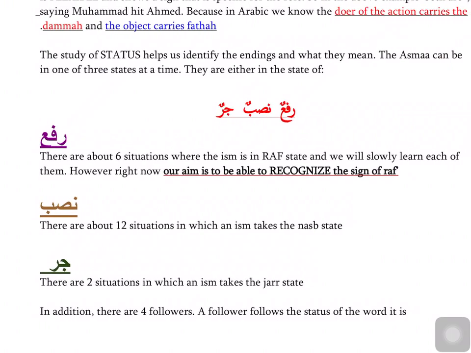Raf', there are about 6 roles that when an ism plays those roles, it is in the hala of raf'. Nasb, an ism can play 12 roles in this hala. So if it is playing one of those 12 roles, its hala will be nasb. And as far as jar is concerned, there are 2 roles that when the ism is playing those roles, its hala is going to be jar. So that makes it 20 roles of nouns, and based on the role it's playing, its hala will either be raf', nasb or jar.